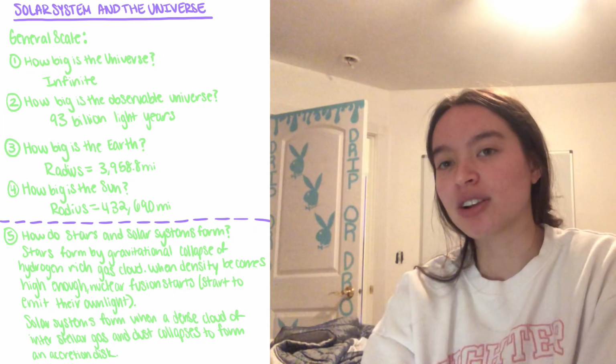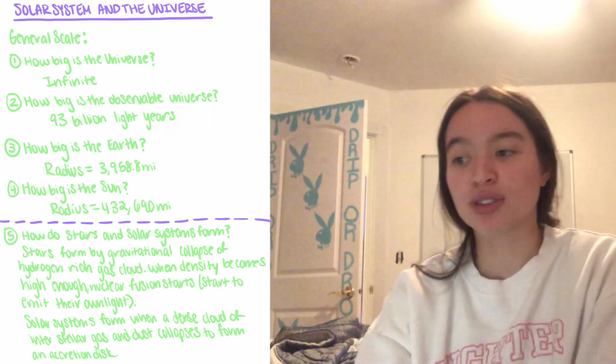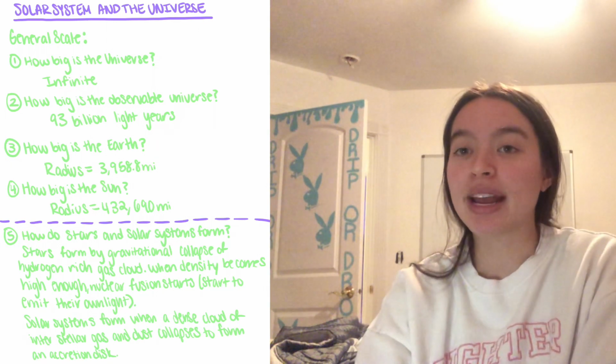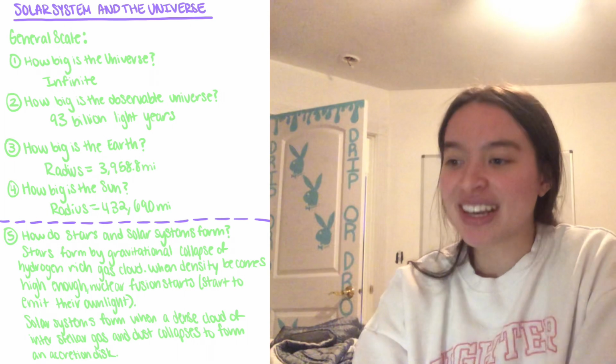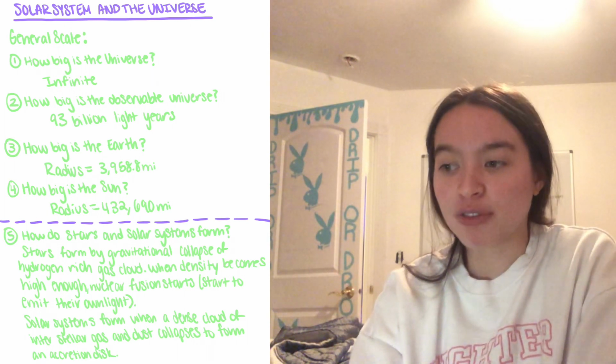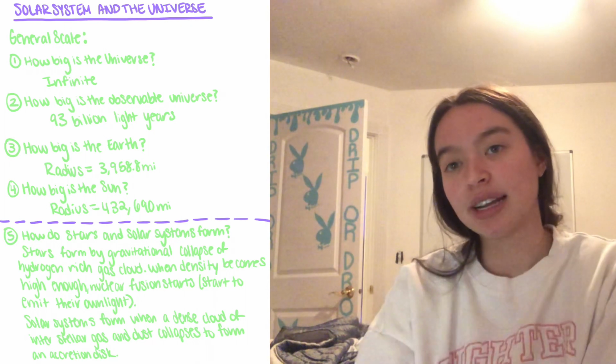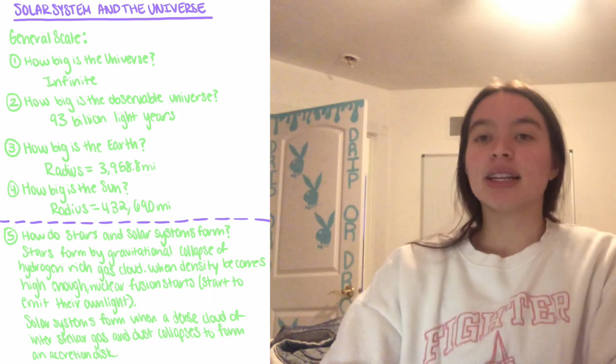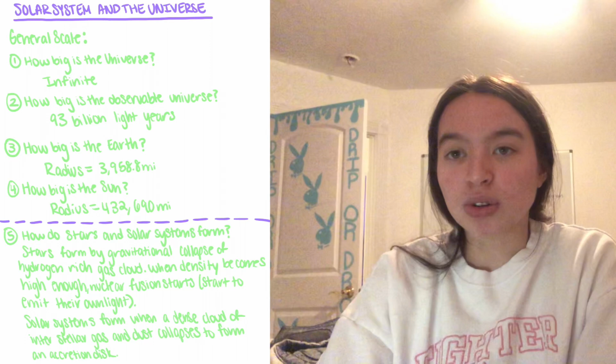Next, how big is the Earth? You can just say its radius is 3,958.8 miles, roughly. And how big is the sun? If you're looking at it in terms of radius, that's going to be 432,690 miles, roughly.